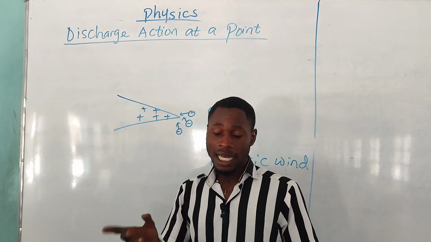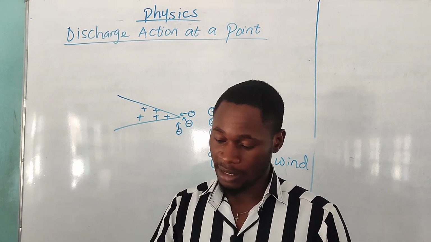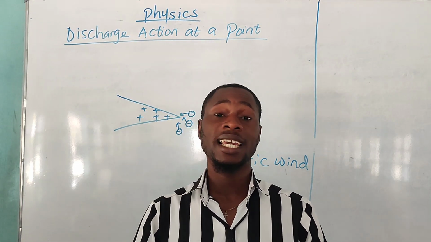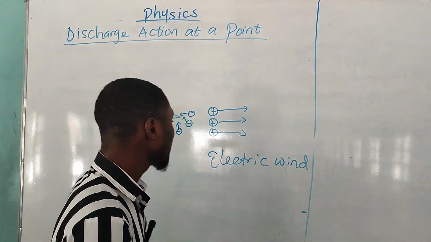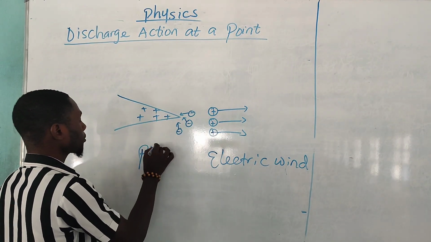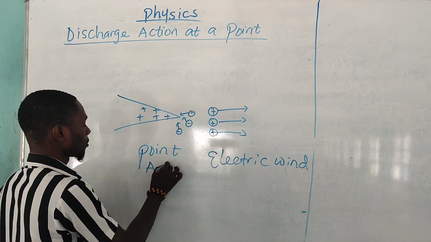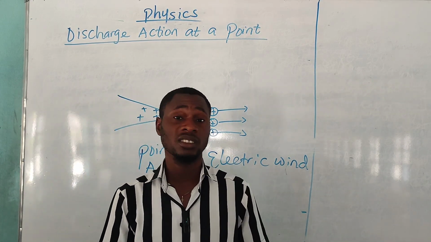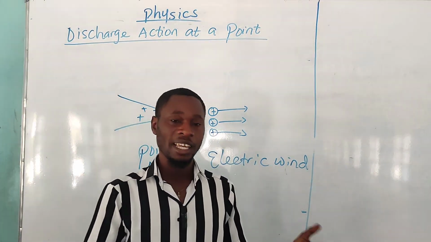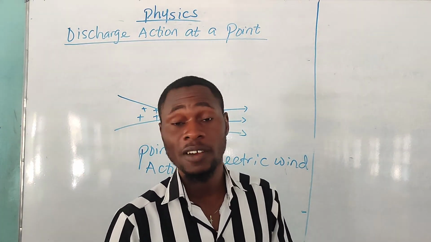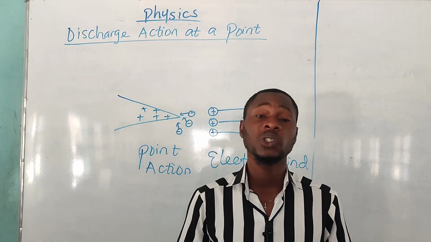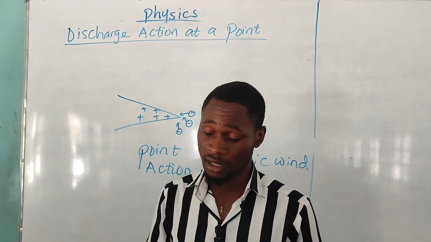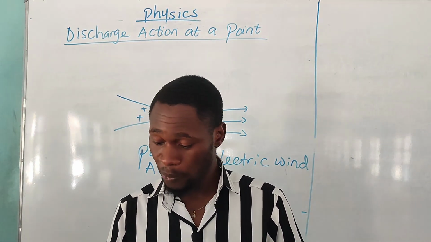All right. So that is what actually takes place. The whole action, or everything we are talking about here, is known as the point action. We call this the point action, or the discharge action at a point. So that is what happens anytime we have a highly charged conductor that is placed in air. It causes the neutralization of the air.